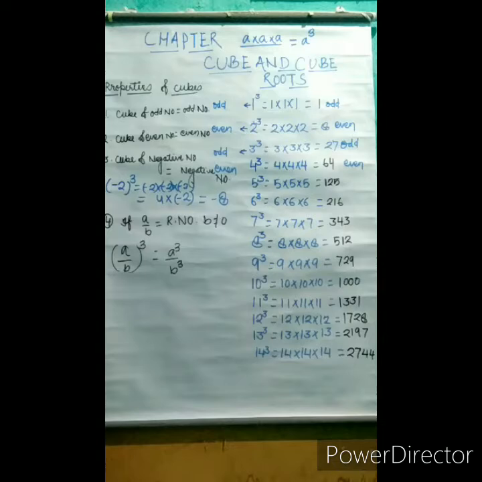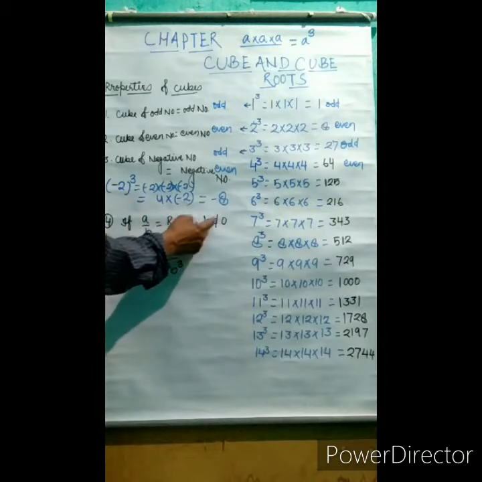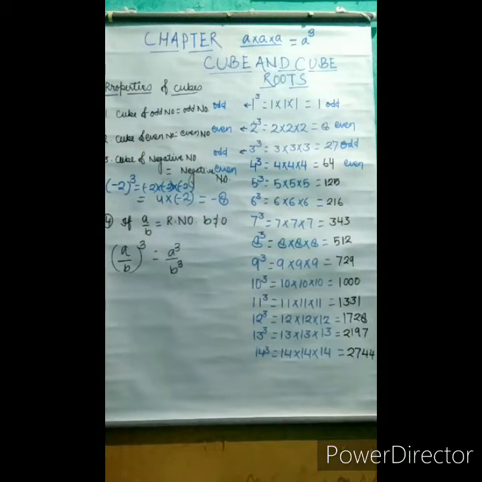And the last property: if A over B is a rational number, and B is not equal to 0, then if we take the cube of this rational number A over B, the cube will distribute over A and B both. So we can write A over B whole cube as A cube over B cube. These are the properties related to the cube.